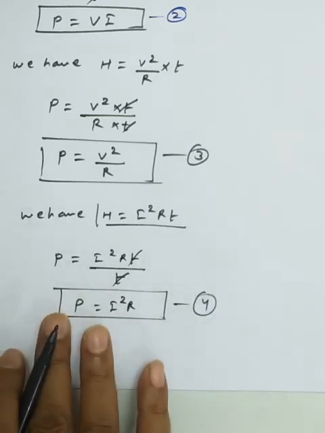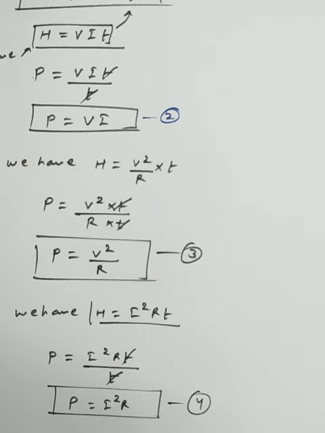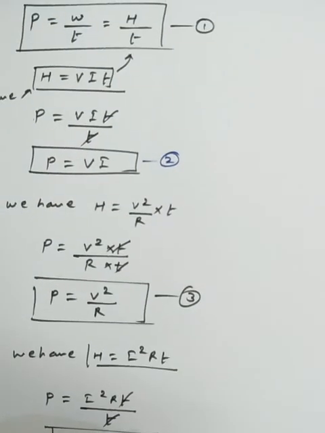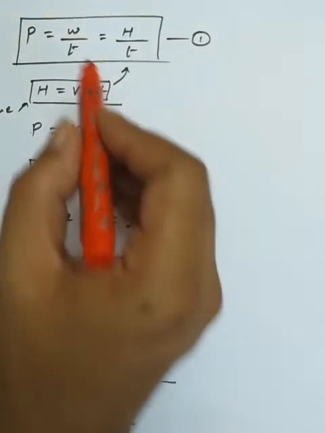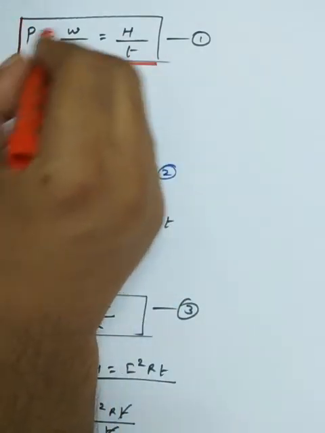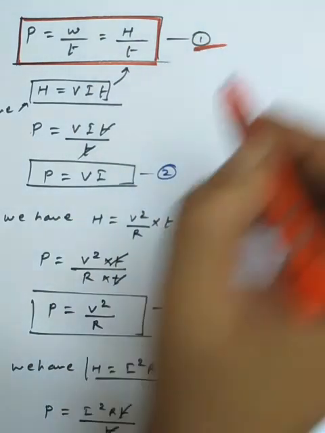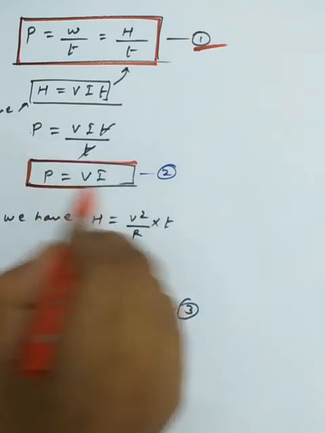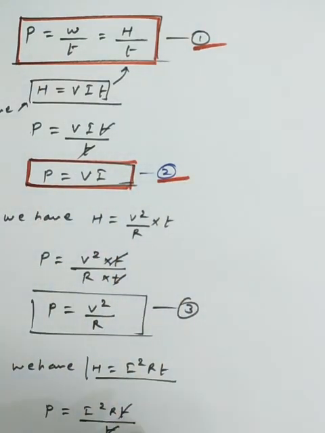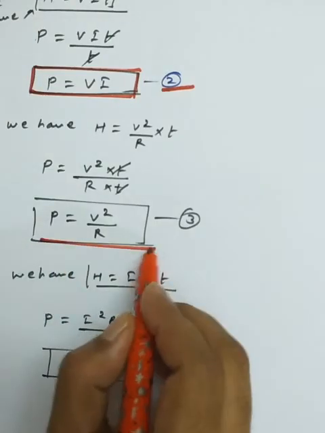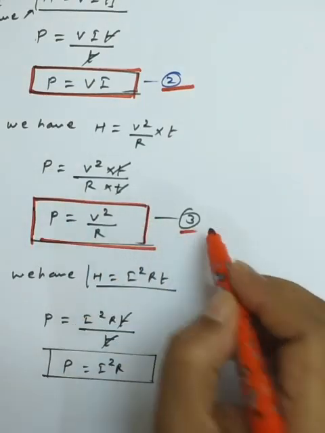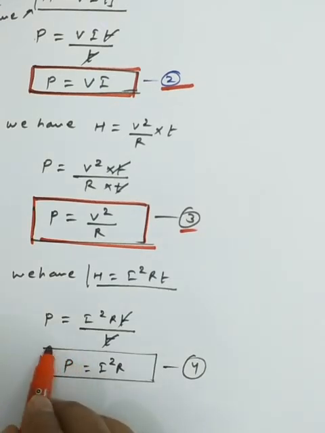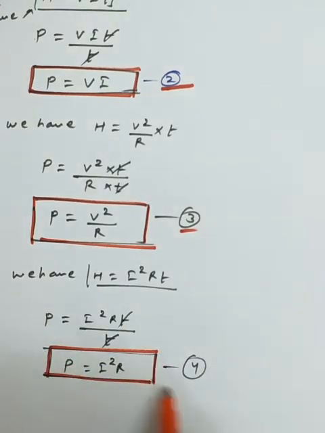Now, if you want to write down all the formulas of the heat developed in a conductor: whenever we divide H by T, it gives the power. So the first is the general formula of the power. Now the second, P is equal to VI. This is equation number 2. Now P is equal to V square upon R. Or you can say the power in terms of I square R. So these are the basic formulas of power we have.